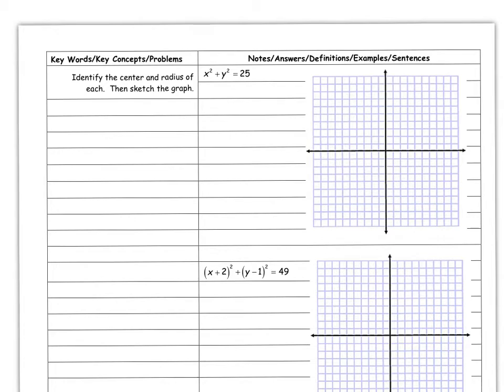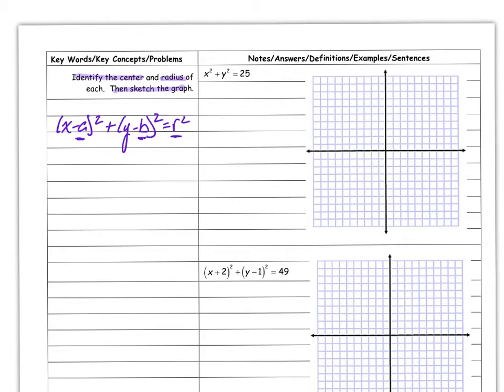So, sorry. We need to just remember that the standard equation of a circle says (x − a)² + (y − b)² = r². And what my directions say they want us to do is identify the center and the radius of each circle and then sketch it. So that's what we're going to do. In order to do that, we need to pull our information out of the equation. So I'm looking for a, b, and r.